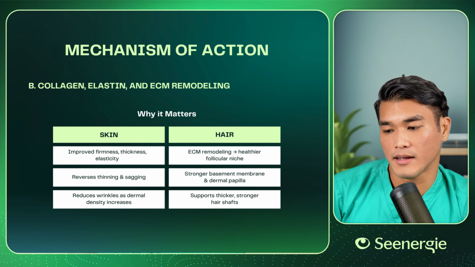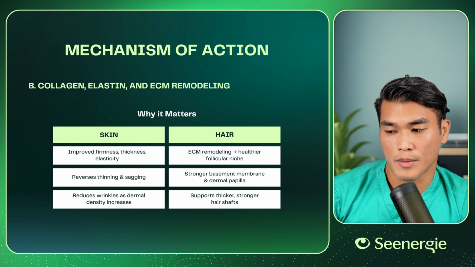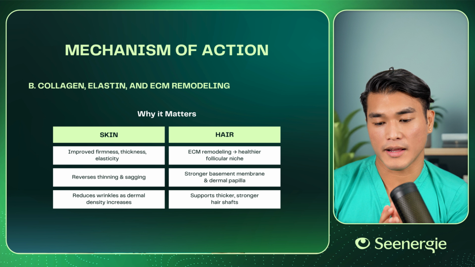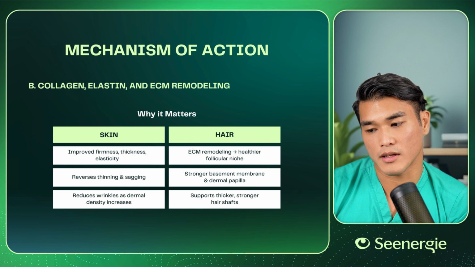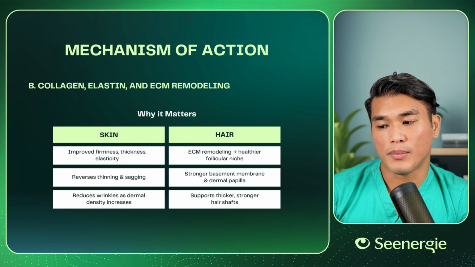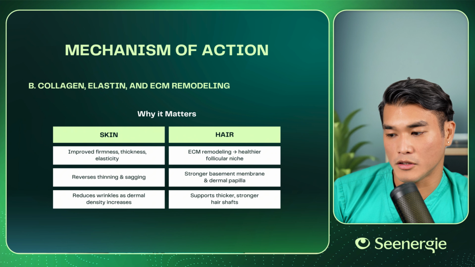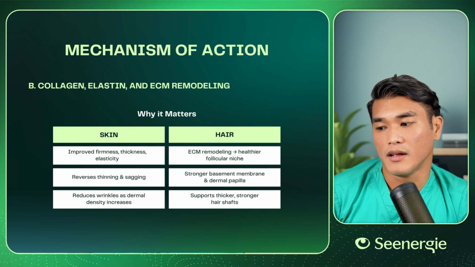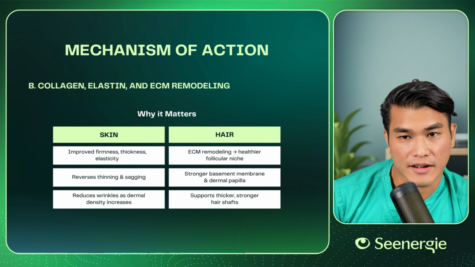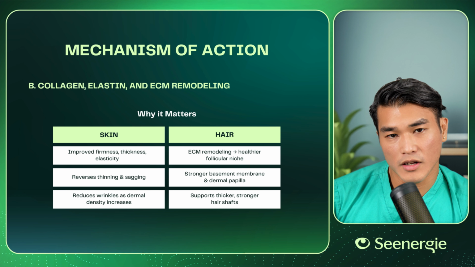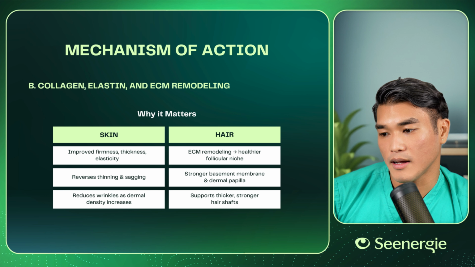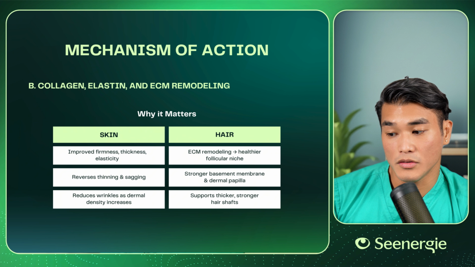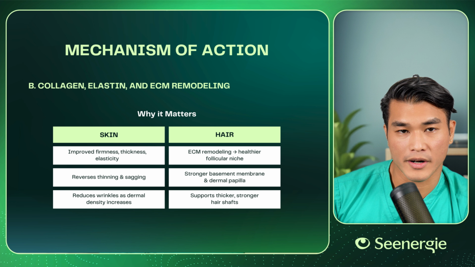For the hair, on the other hand, extracellular matrix remodeling is also important because it creates a much healthier follicular niche, like the bed or the soil where you want to create your hair follicles. The basement membrane on your scalp and the dermal papillae become more robust, stronger, and therefore they can support thicker, stronger hair shafts. So overall, it's the strength and the structural integrity of your extracellular matrix, and GHK-Cu really is super helpful to that.